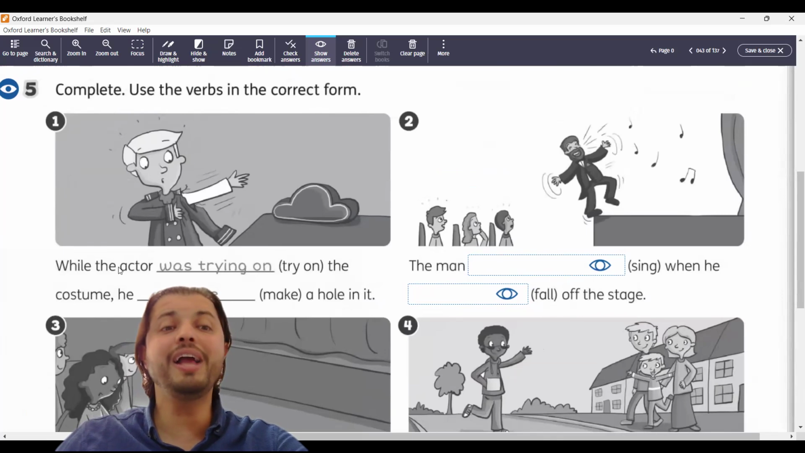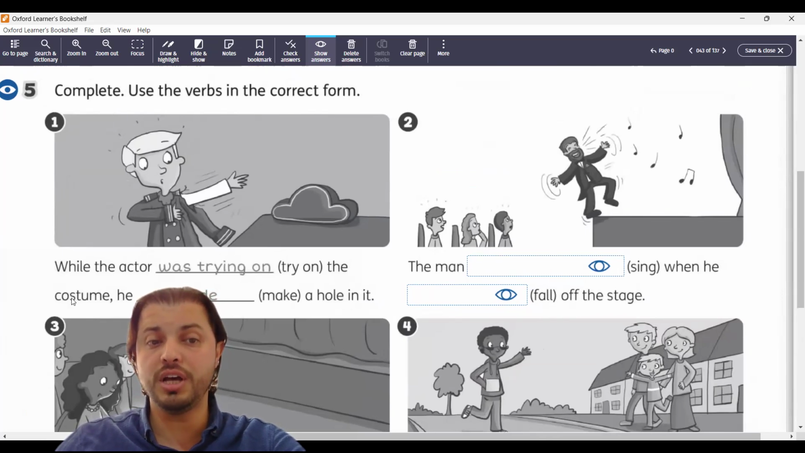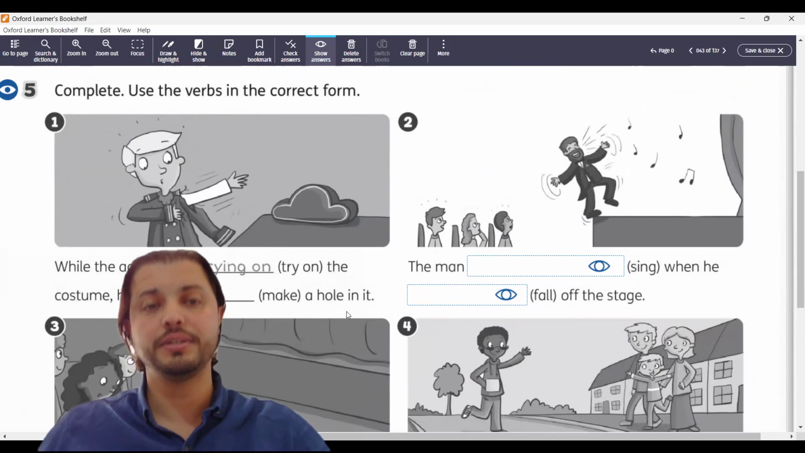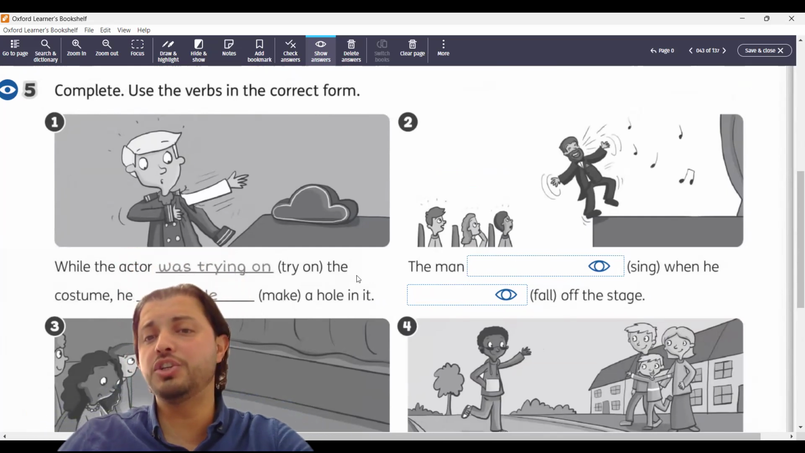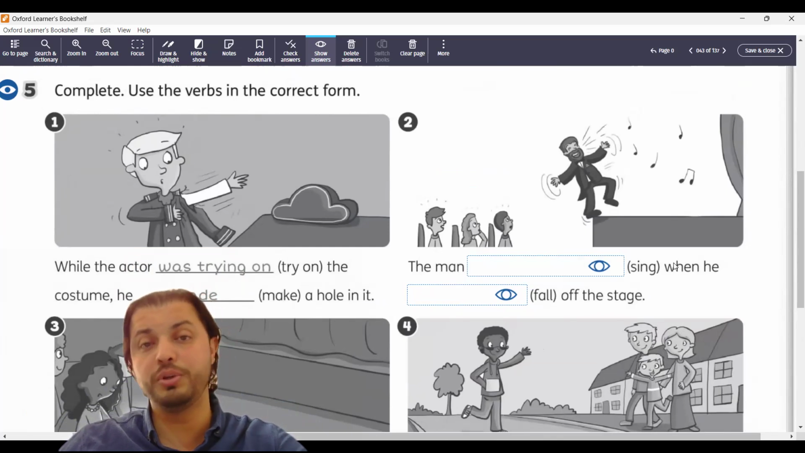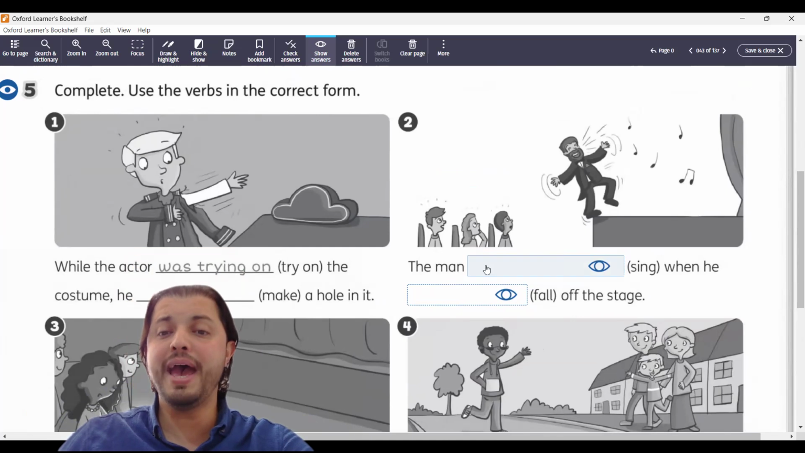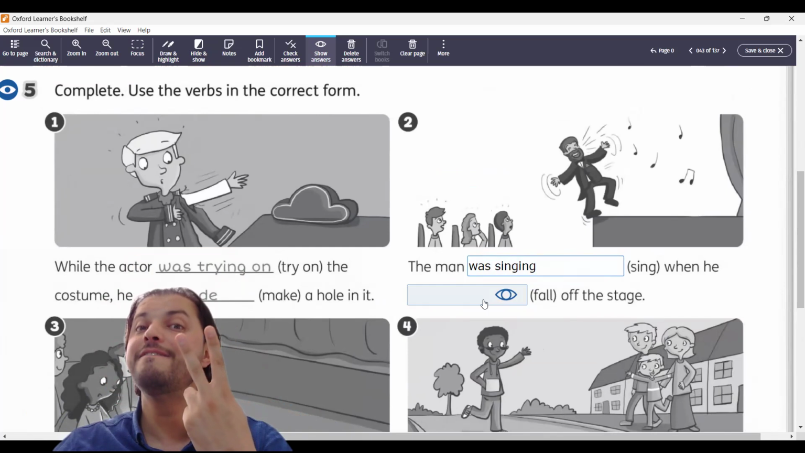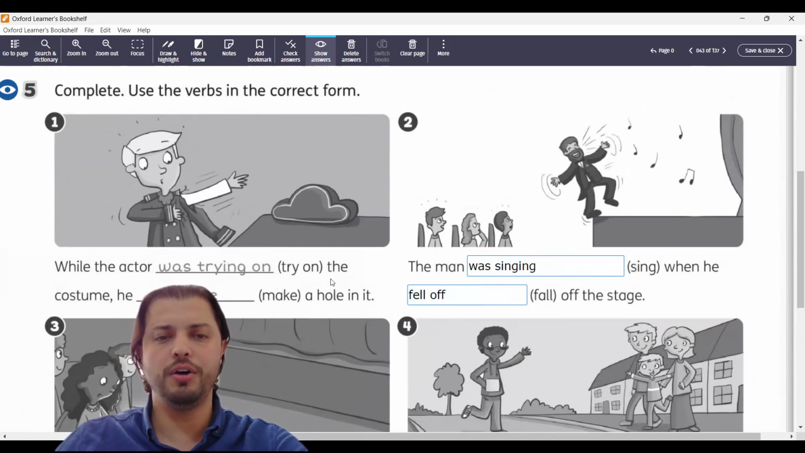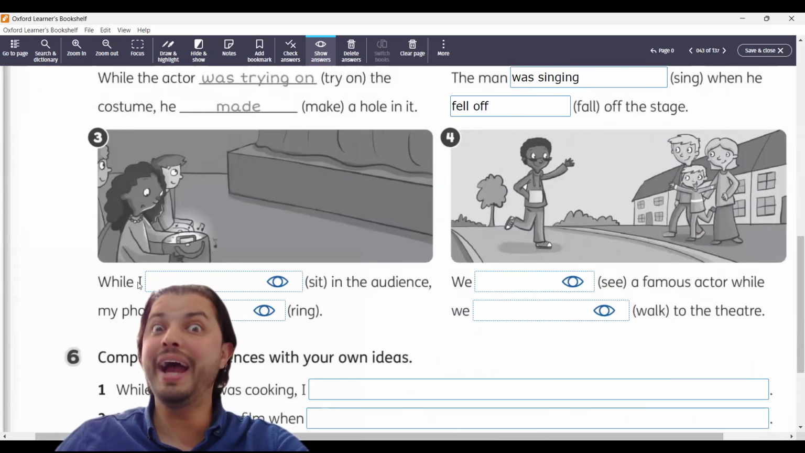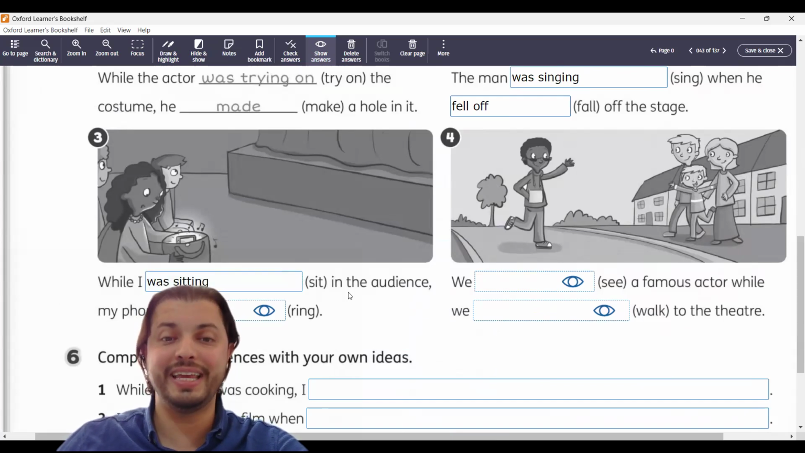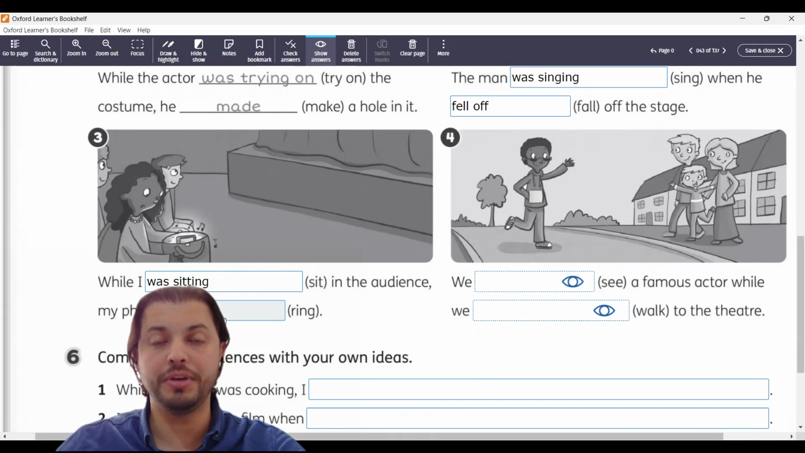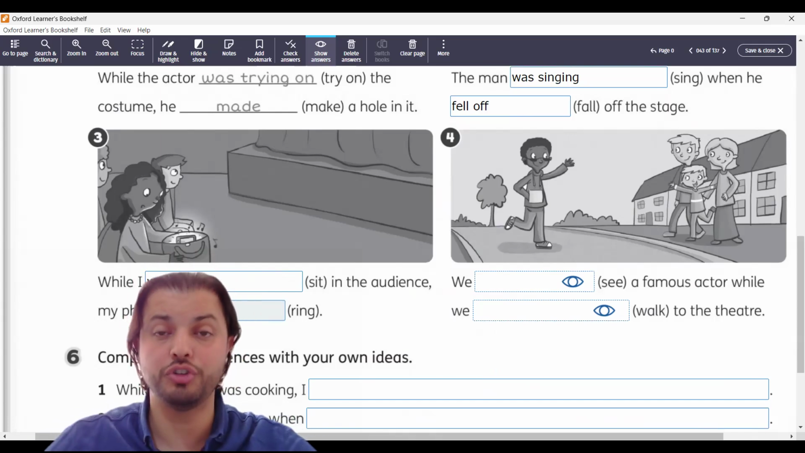Here we go, guys. So while the actor was trying on the costume, he made a hole in it. Okay, he made a hole. So you can understand it from there. The man was singing when he fell off the stage. So when we have when, we don't use why. While, past continuous: while I was sitting in the audience, my phone rang. Okay, rang. So we have to use rang.